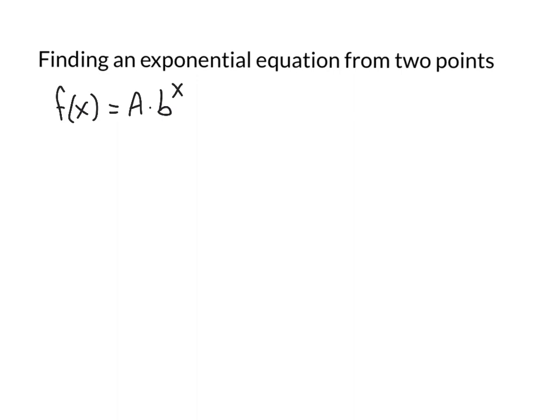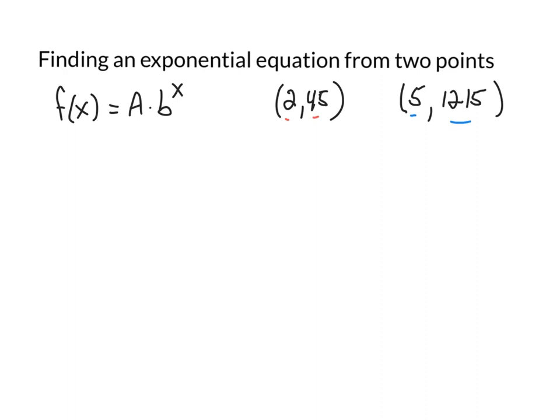All right, so for our example today, I'm going to consider 2 points. I'm going to say this point 2 comma 45, I want that to be on my exponential function, and this point 5 comma 1215. And so I want both of these to be points of my exponential function, and what this means is if I have an input of 2, I should have an output of 45, and if I have an input of 5, I should have an output of 1215.